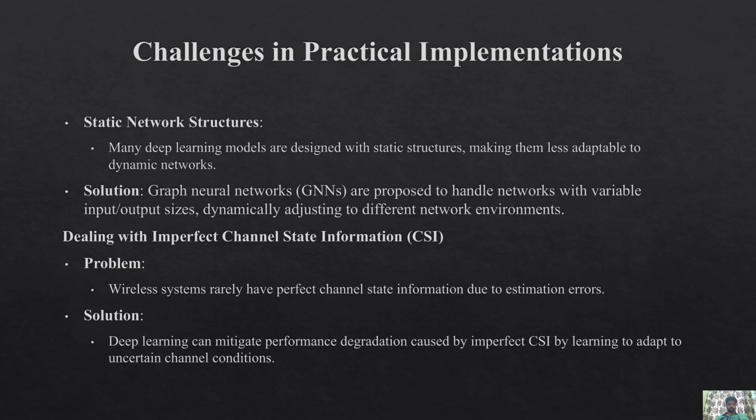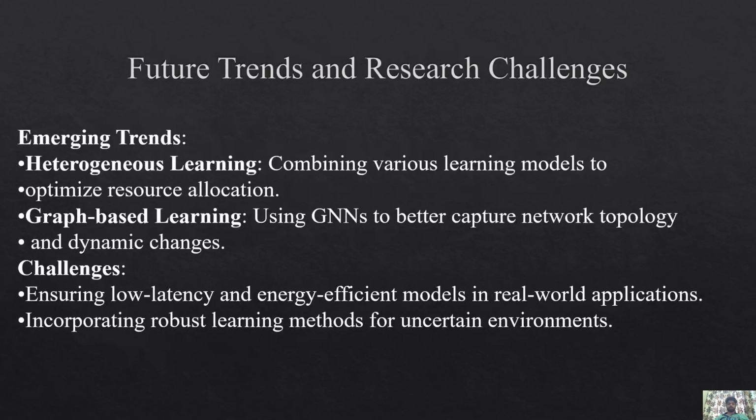Dealing with imperfect channel state information, CSI, problem. Wireless systems rarely have perfect channel state information due to estimation errors. Solution: deep learning can mitigate performance degradation caused by imperfect CSI by learning to adapt to uncertain channel conditions.